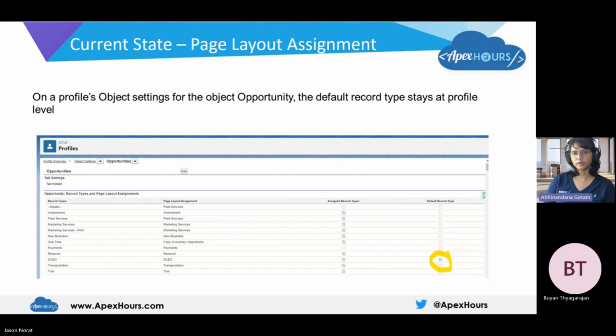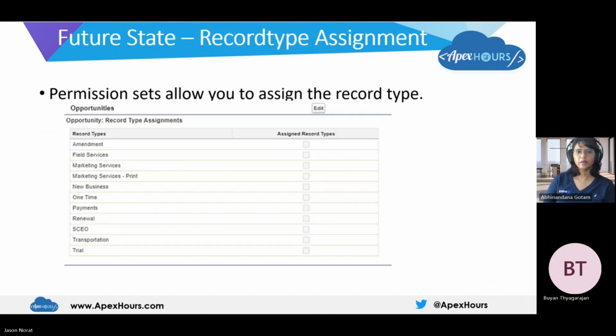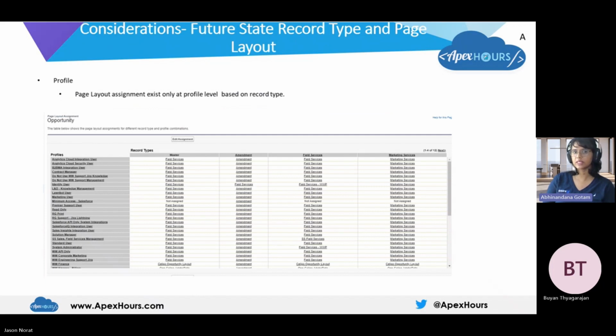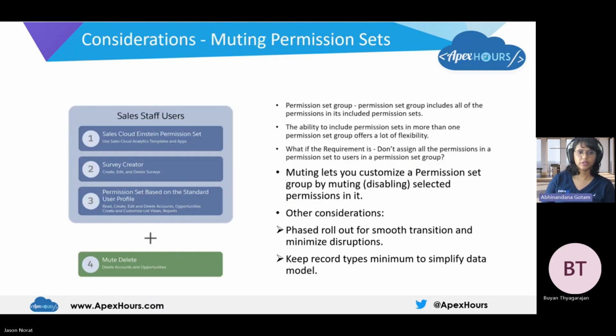In the next slide, we see how default record type is selected on profile. What that means is when you see profile's object settings for the opportunity object, the default record type stays at profile level. Now, when you see the future state in the next slide, you can always maintain the record type assignments at permission set level. What you're seeing right now is the page layout assignment exists only at profile level based on record type. So you can always manage your record type assignments at permission set level. However, the page layout assignment is going to stay at profile level. Moving on to the next slide.